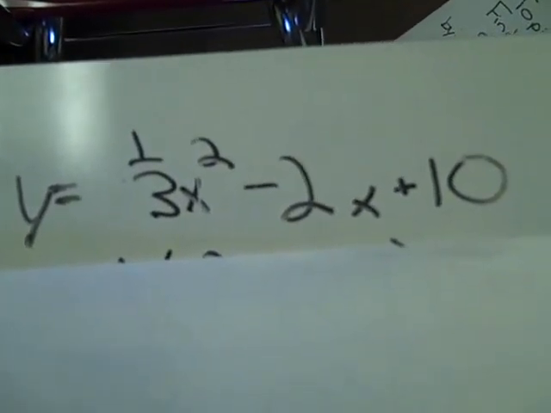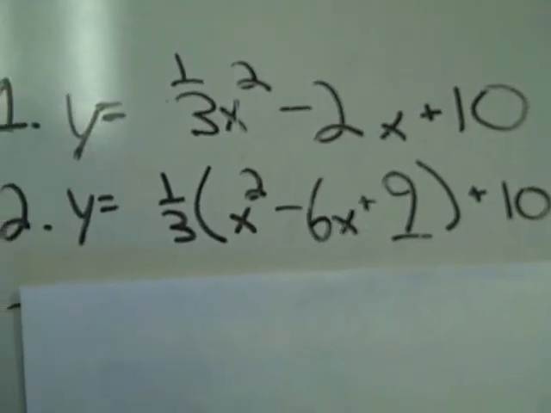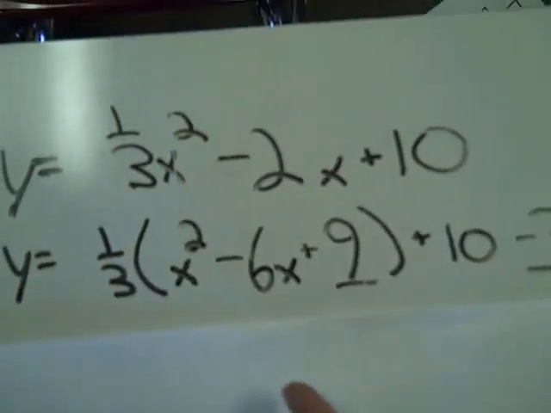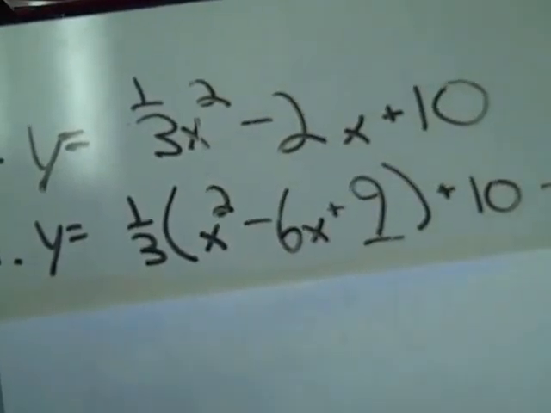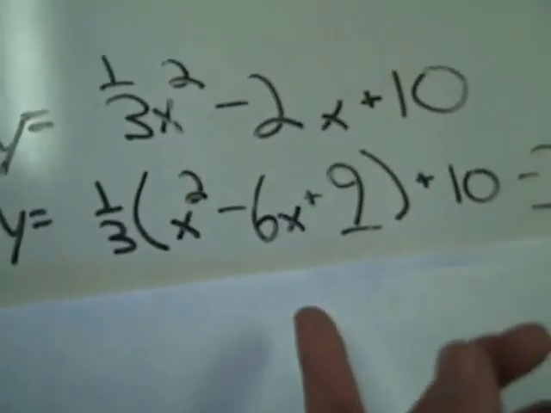And the final problem we have is y equals 1/3 x squared minus 2x plus 10. We need to find the vertex. So first we need to convert it into vertex form. So we take the 1/3, we factor the 1/3 out, so we get 1/3 times x squared minus 6x, because 2 divided by 1/3 is 6. Is the same as 2 times 3, so that's 6.